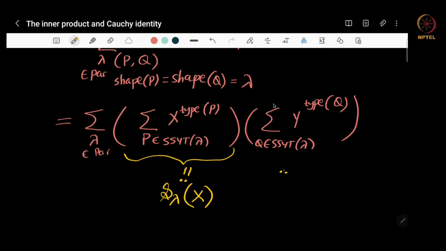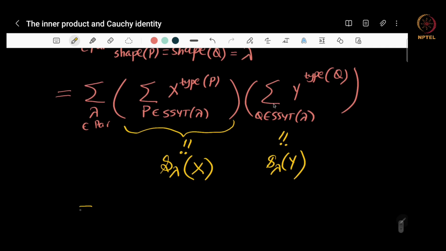The Schur function in infinitely many variables is just defined to be the sum over all semi-standard Young tableau P of x power the type of P. Okay, the fillings can be any numbers from 1, 2, 3 onwards. Infinitely many possibilities there. Okay, so finally what we get, therefore, this is the sum over all partitions lambda of S lambda of x, S lambda of y.